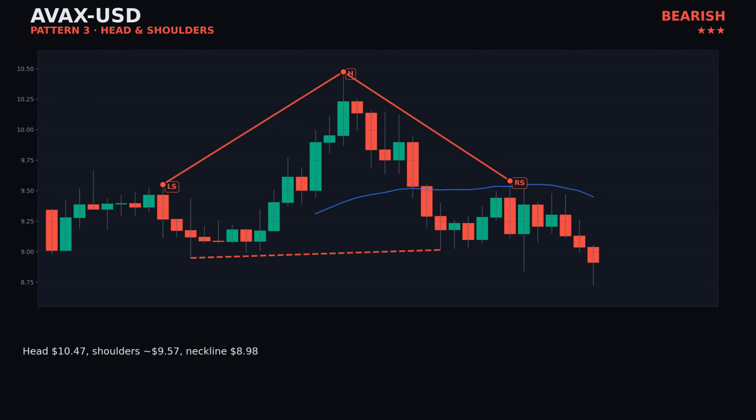Pattern number 3, this is the head and shoulders. It's a bearish formation with 3 out of 3 strength. Head 10.47, shoulders 9.57, neckline 8.98. You can see on the chart exactly where the key swings line up. That's what confirms the structure, not just my word for it. The textbook measured move projection is 16.0%. That's the typical decline once the pattern fully completes. It's a guide, not a guarantee, so we still need our SL in place.